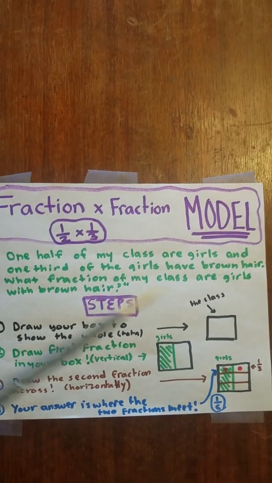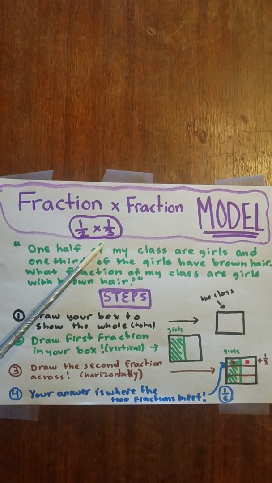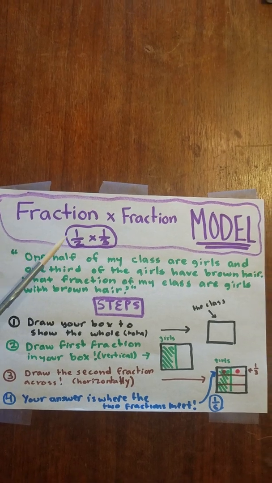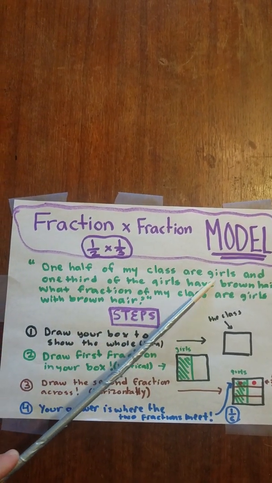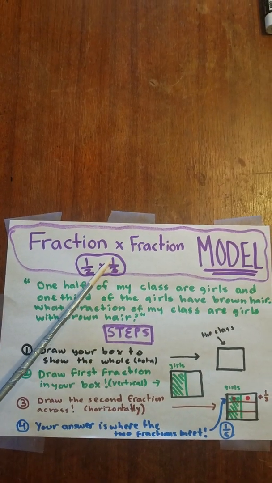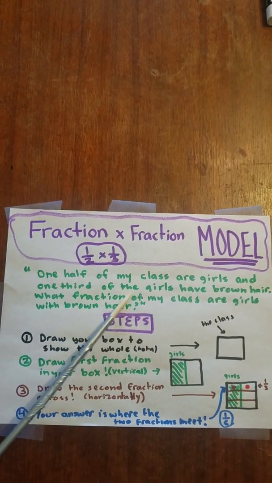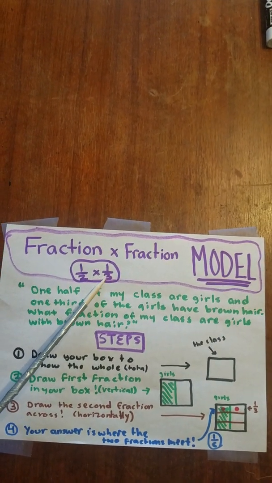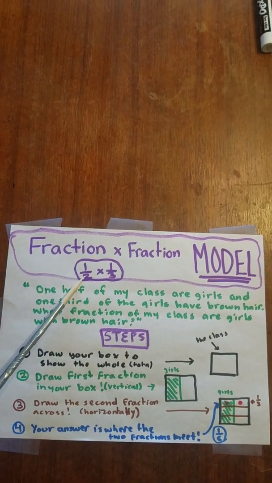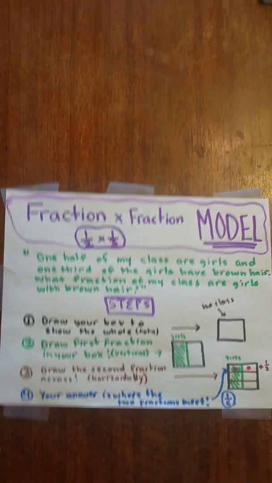Now I want you to really notice where you see the 1/2 and the 1/3 in this problem. The 1/2 is the 1/2 of my class that are girls. And the 1/3 is the 1/3 of the girls that have brown hair. So this is 1/3 of the girls have brown hair and 1/2 of the class are girls.